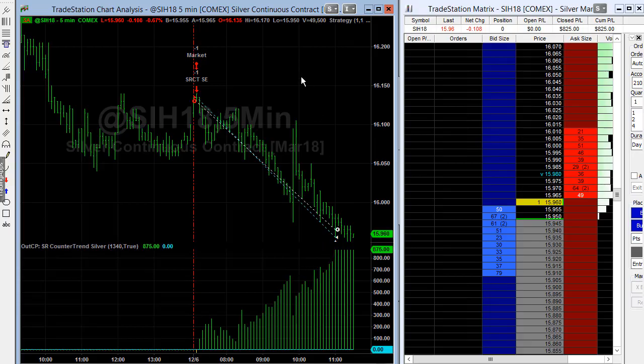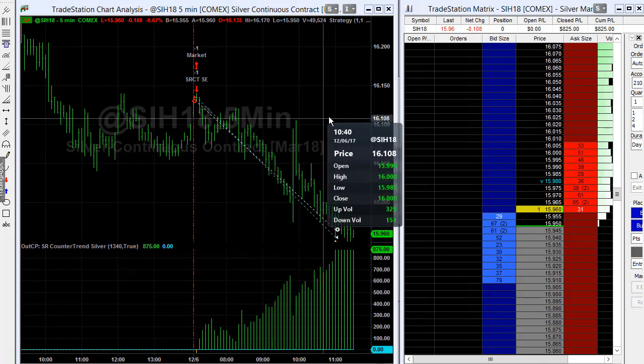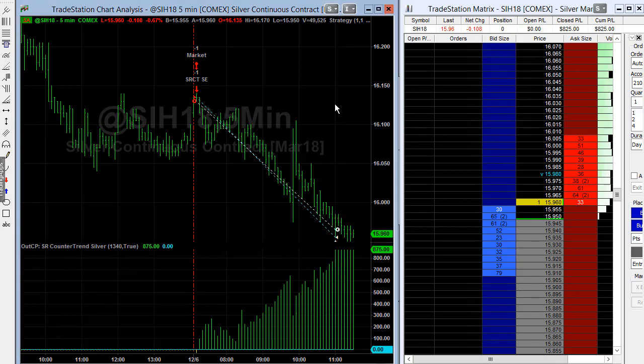Nice trade today. We hit our profit target. Good trend. I always like it when the SR counter trend silver and gold trade. I'm going to show you the gold trade next. We did get some slippage on this, 1 tick on the entry and 2 ticks on the exit. And so that's the silver trade.